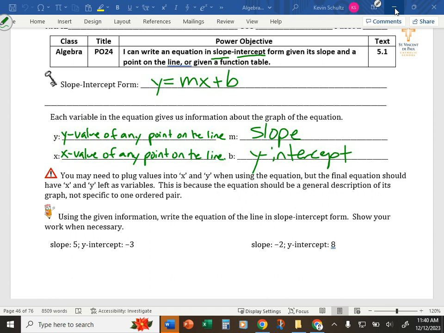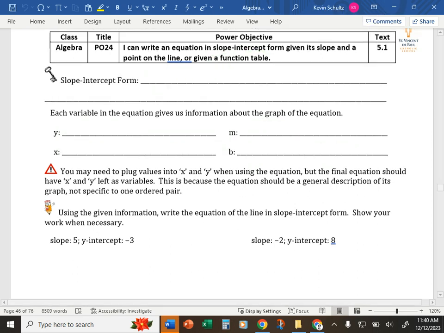But if you flip the page over, you see that now it's like a function table or 2 ordered pairs. How do you get the y-intercept and the slope from that? And that's where it's important to know the role of y and x in slope-intercept form. But we will start with the basics. We'll kind of build up to it.